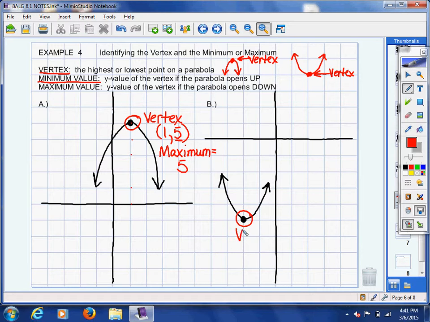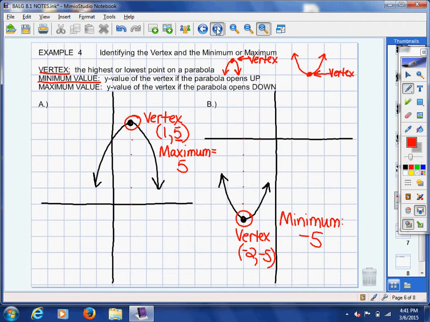Now let's do one that has a minimum, and that'll be letter B. Here's your vertex. So we want to name that vertex. It's at -2 on the x, and then we're going to go down 1, 2, 3, 4, and it's at -5 on the y. Because our parabola opens up, that's the lowest y. That's our minimum. That's the lowest y it can be. All the other y's are above that. You're not going to go below -5. So you're just going to find the y value of your vertex, and that's your minimum.